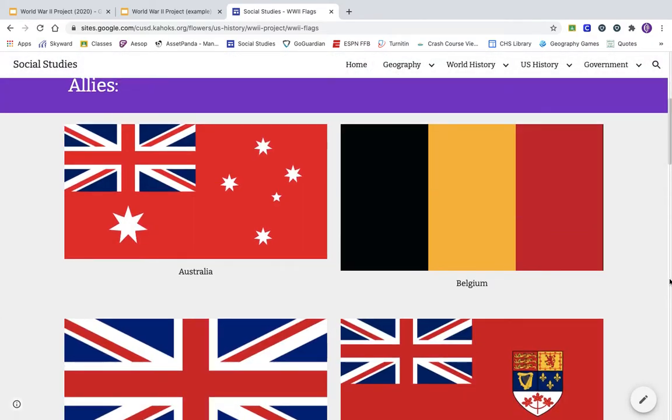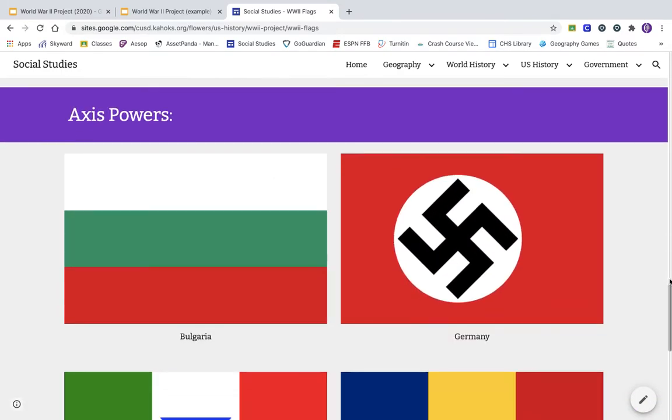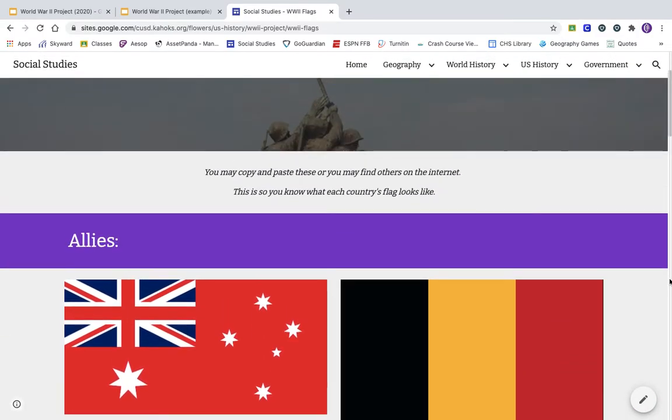And this is in 1939. This is what each country's flag looked like, so you can just copy and paste them onto your own Facebook page. You don't even have to look them up. Okay, I did that part for you.